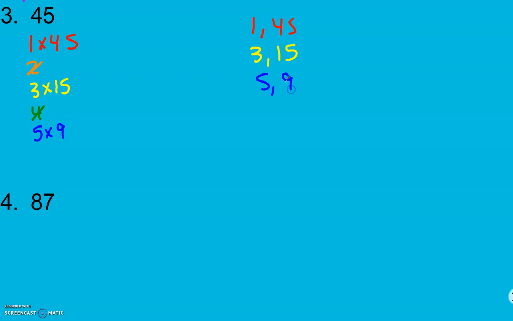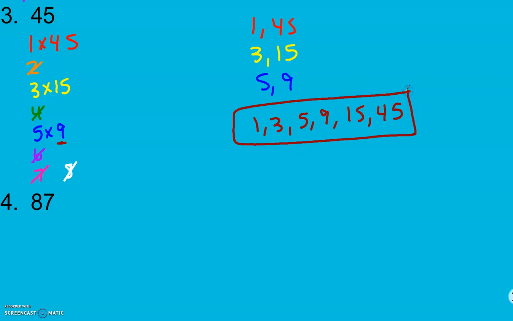So 5 and 9 are factors. 45 divided by 6, decimal. 45 divided by 7, decimal. 45 divided by 8, decimal. And we already have 9. So 1, 3, 5, 9, 15, and 45. Those are all of my factors of 45.